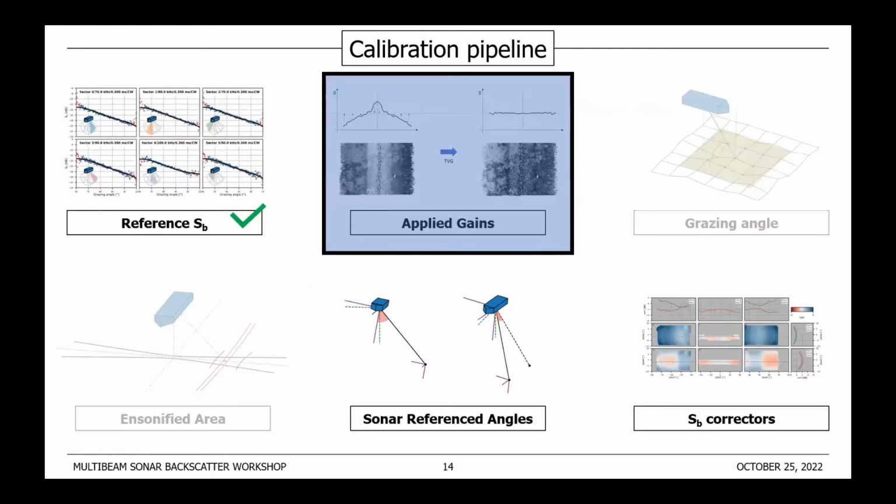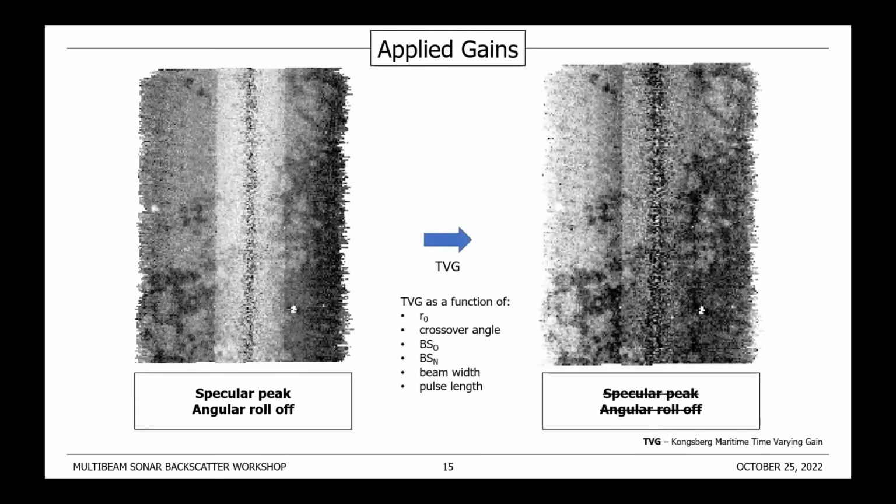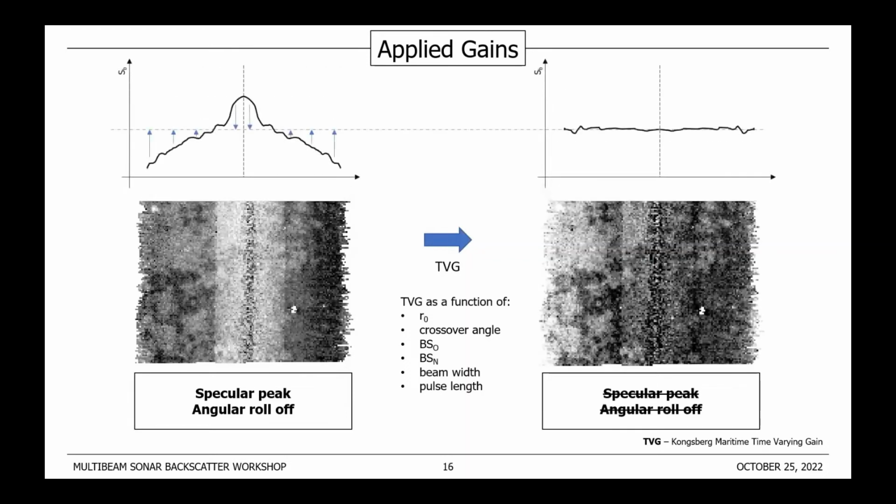The next step is dealing with the gains applied by the manufacturer. Continuing with the EM710 example, the manufacturer in this case would be Kongsberg Maritime. I would like to have my data uncalibrated or calibrated, but without any gains applied by the manufacturer. But what Kongsberg do is they apply a TVG, a time varying gain, to suppress the specular peak of the backscatter data and to flatten the angular roll-off.